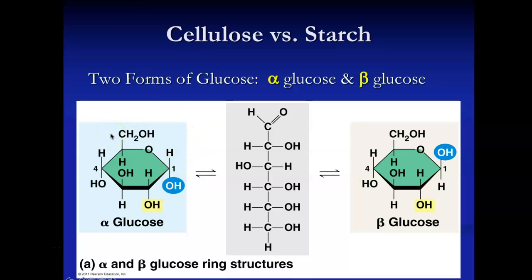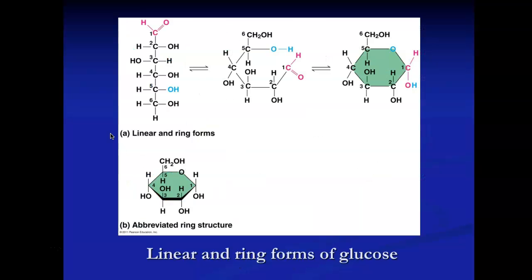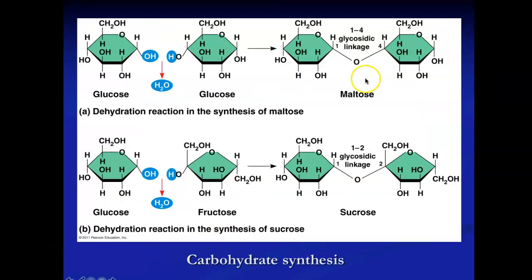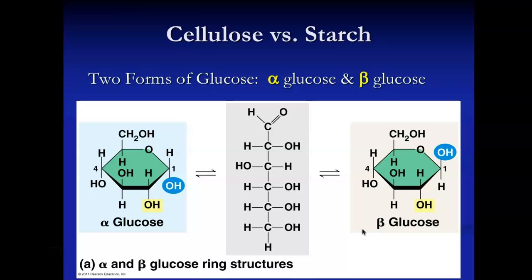So those are your monosaccharides. So I gave you some examples of monosaccharides right here. Here are two examples of disaccharides. Maltose and sucrose are disaccharides. There's two rings bonded together. Now let's talk a little bit more about your polysaccharides, okay? Let's talk about cellulose, starch, glycogen, and chitin. So I'm on page 39 now. Let's talk about cellulose versus starch.